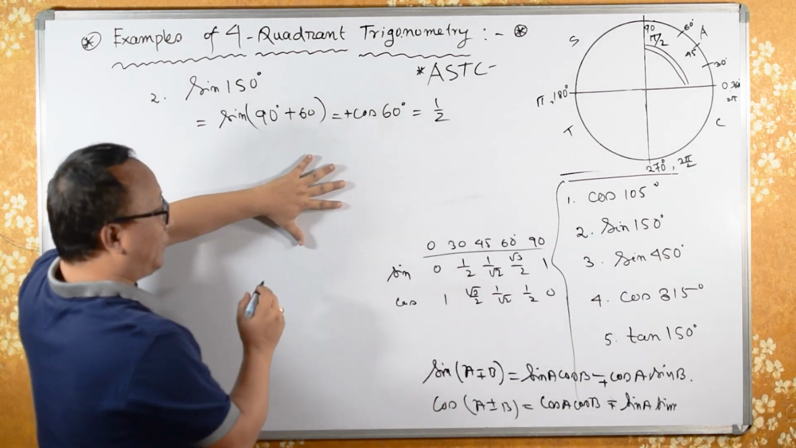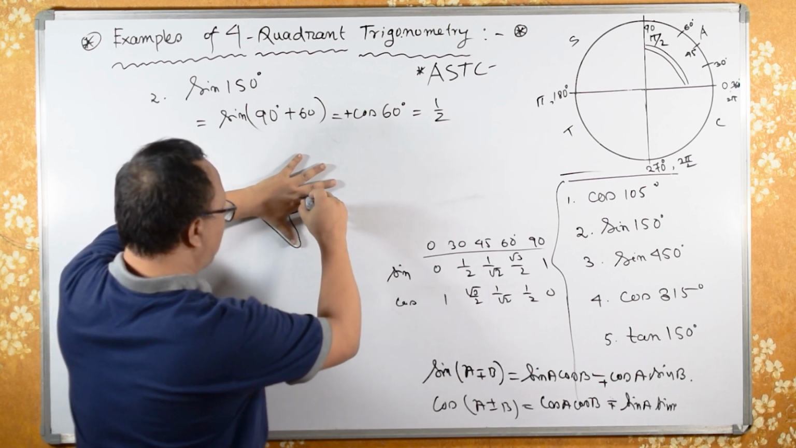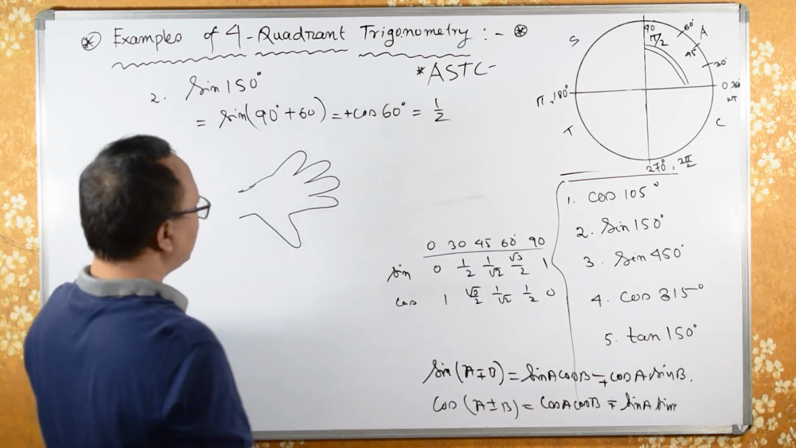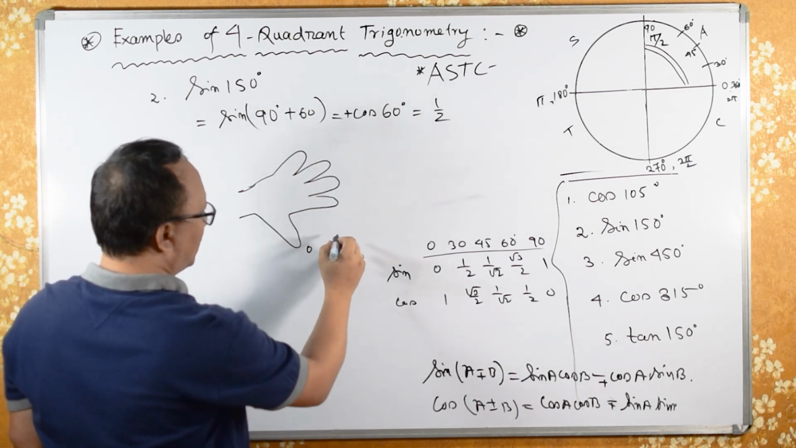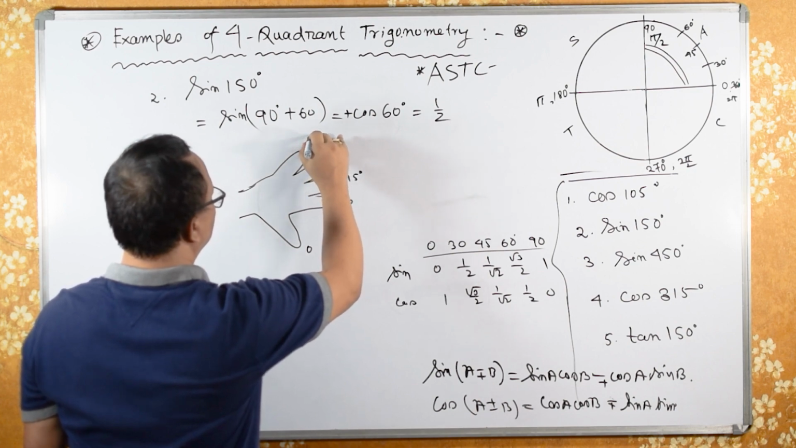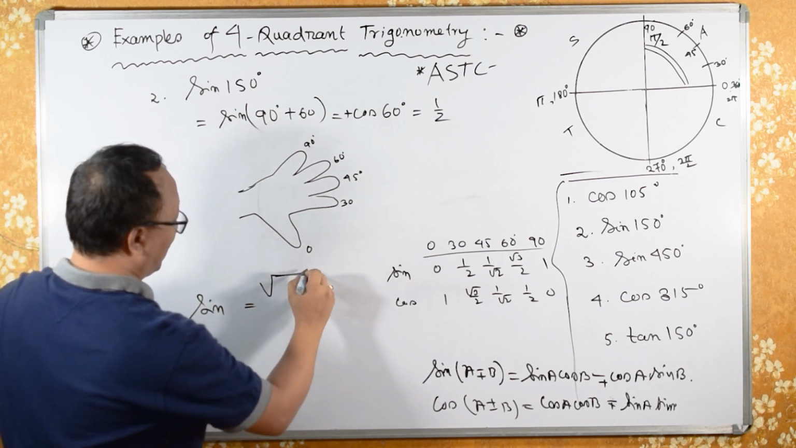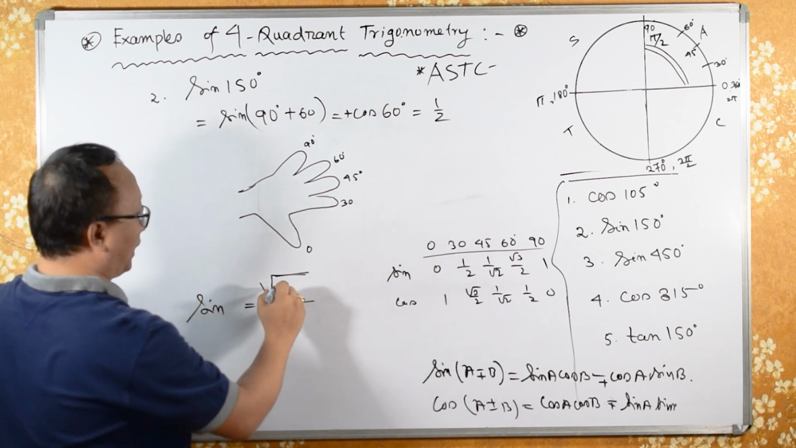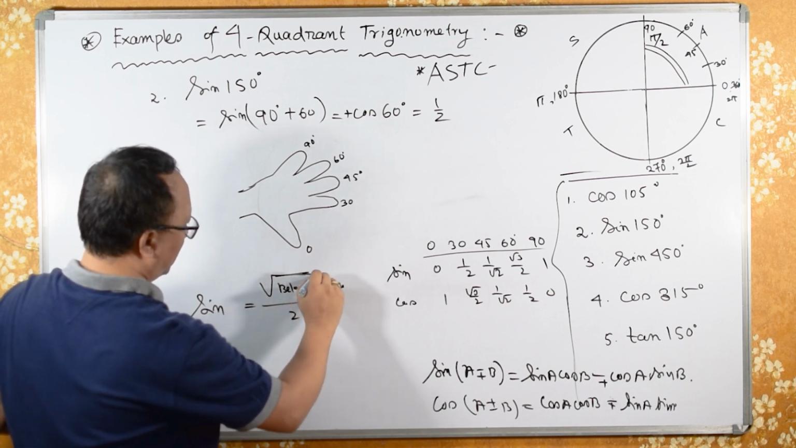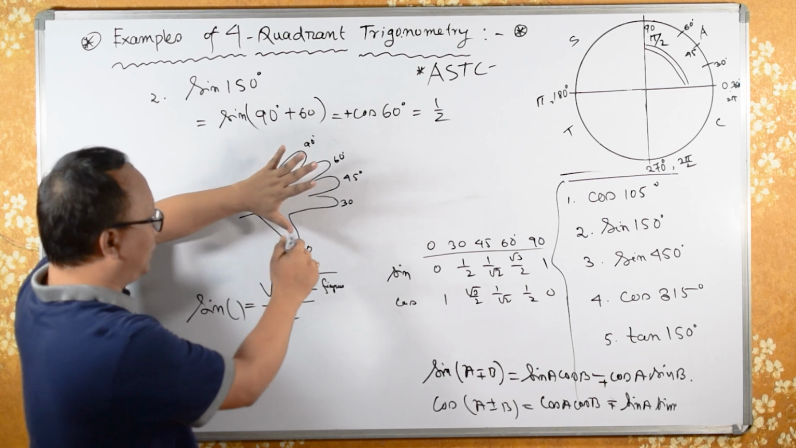This standard formula, like we have, using the left hand. Say I have my left hand this way. Now each finger we can define as 0 degree, 30 degree, 45 degree, 60 degree and 90 degree. The sine of any angle is defined as square root of the number of fingers below that angle, upon 2.